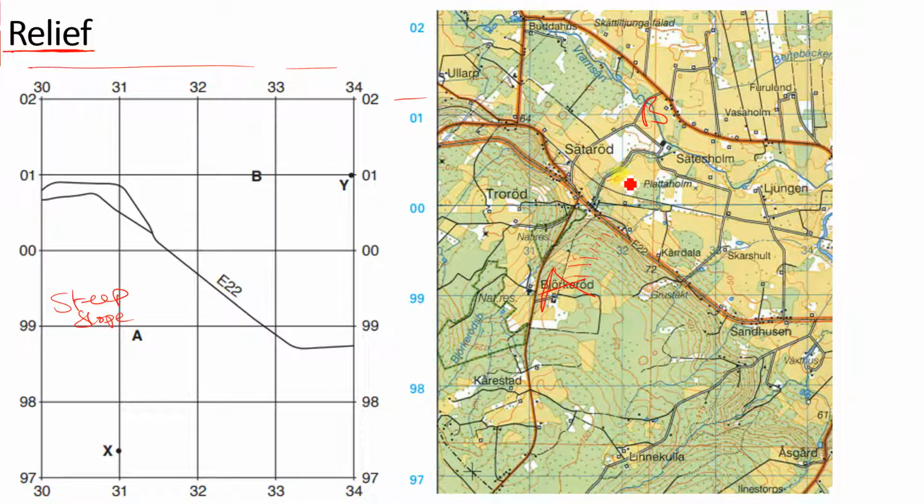Now if you look at area B, this is 50. And the contour lines are far apart from each other. So area B is a gentle slope, or if you like, because it's very far, you can say it's a flat land.